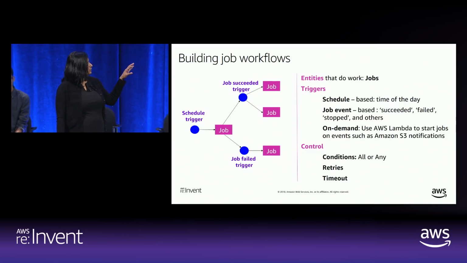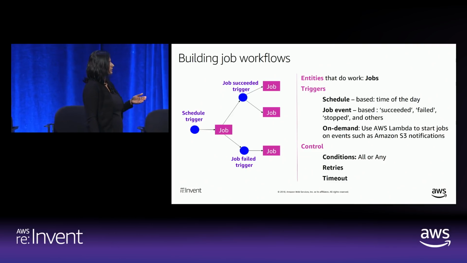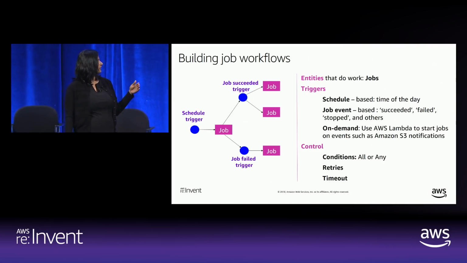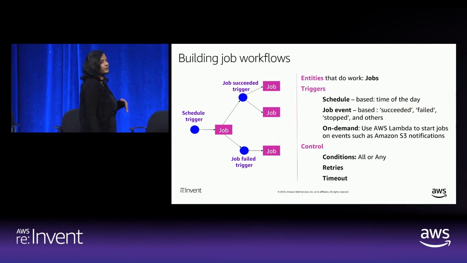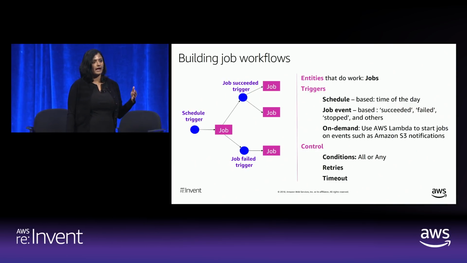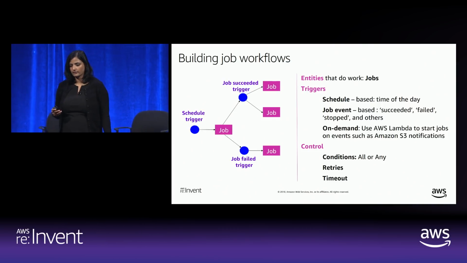The triggers help you mix and match conditions using the controls that we have in Glue. So you can trigger when all of the conditions are met or any of the conditions are met. And you can also configure your jobs to be retried and have a job timeout to guard against any runaway jobs.